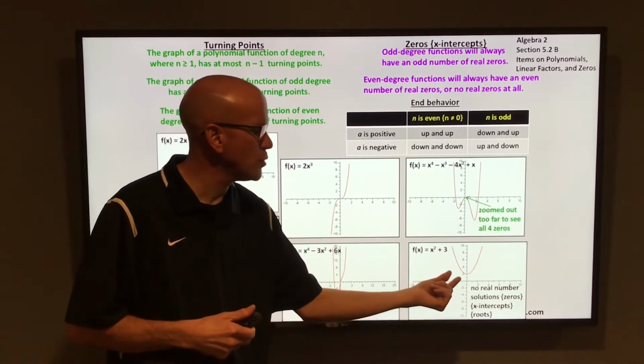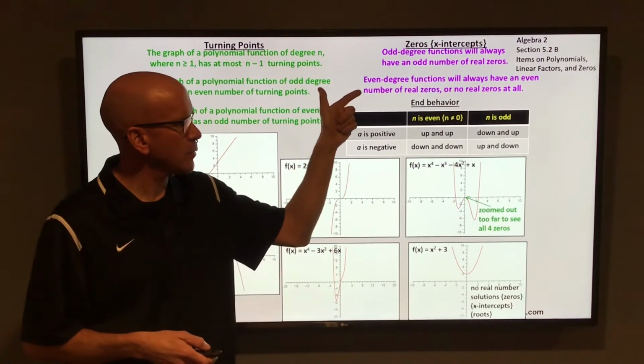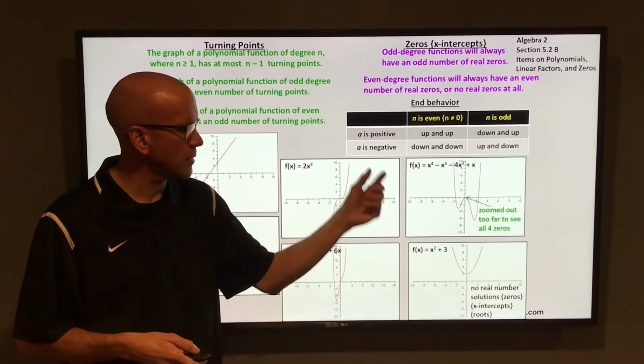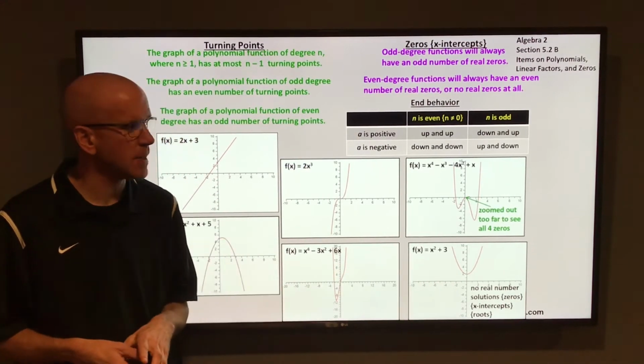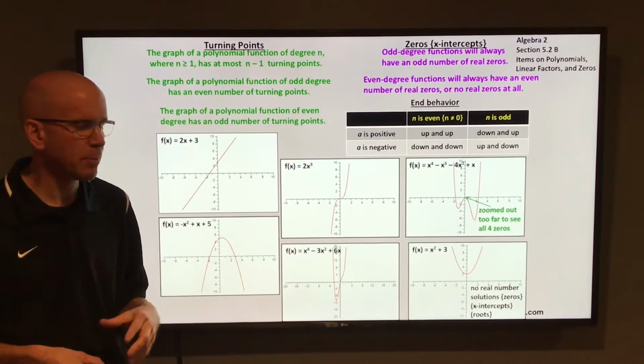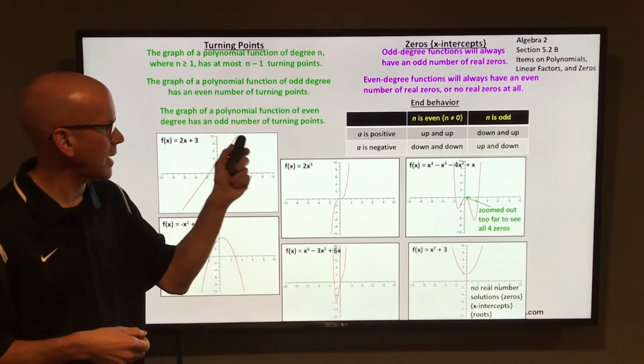There would actually be 2 imaginary solutions there if you solve that for x. So even degree functions will always have an even number of real zeros, or in this case, no real zeros at all. That parabola does not hit the x-axis. And as far as the turning points go, a parabola will always have just 1 turning point. Even degree functions have an odd number of turning points.